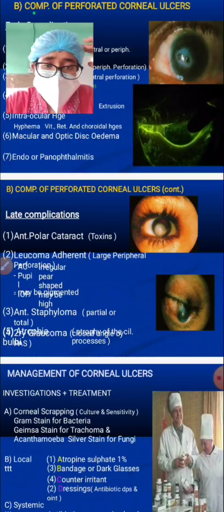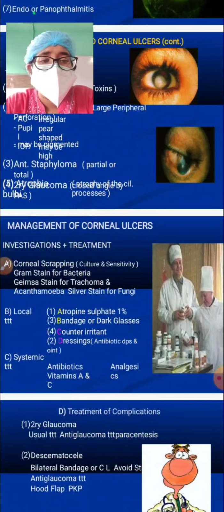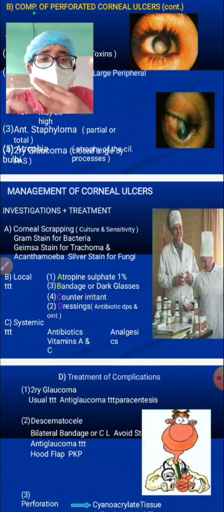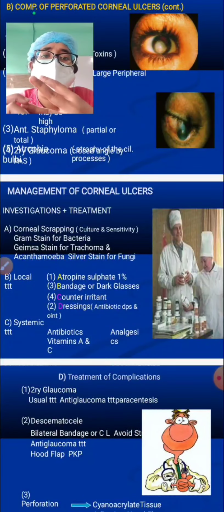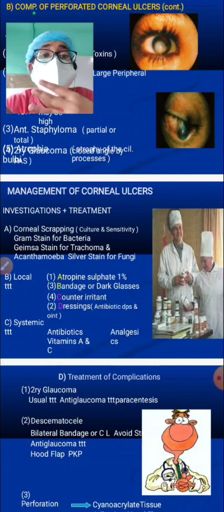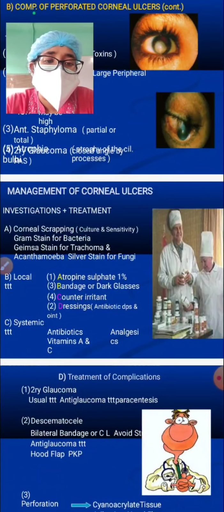Now, management of the corneal ulcers. What will be the management of the corneal ulcers? Always remember 3A. What is the 3A? The first A is atropine. Second A is antibiotic. Third A is analgesic. So 3A. Is it clear? Atropine, antibiotic, analgesic. These three are the main management protocol of corneal ulcers.